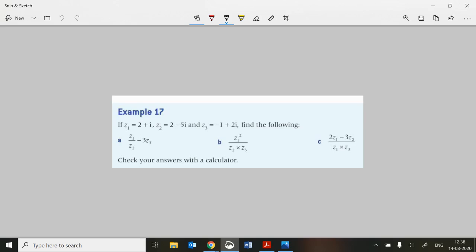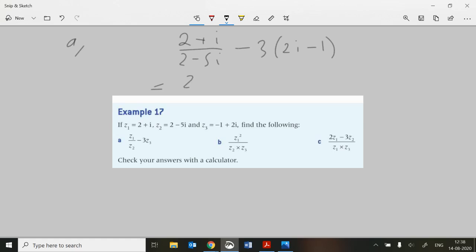And so it's saying we've got z1 divided by z2, and then take away 3 lots of z3. And I mean, these are very, very similar, these questions. So I think maybe I'll just go through one of them. So I'll go through A, and then you can have a go at the other ones. They're just practice, essentially. So first one here, we've got 2 plus i divided by 2 minus 5i, and then take away 3 lots of z3. So we'll take away 3 lots of 2i minus 1. Just flipping that around. So this is part A.